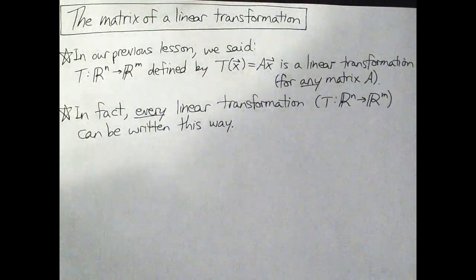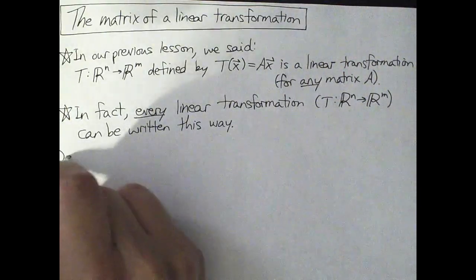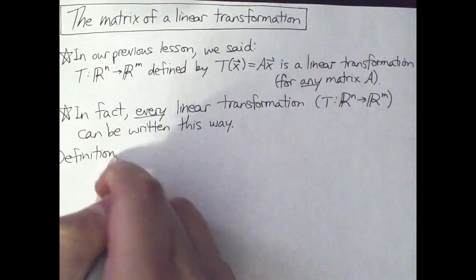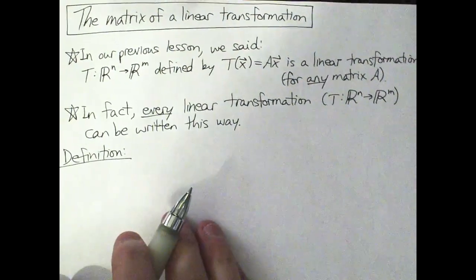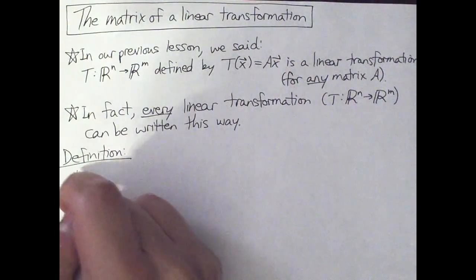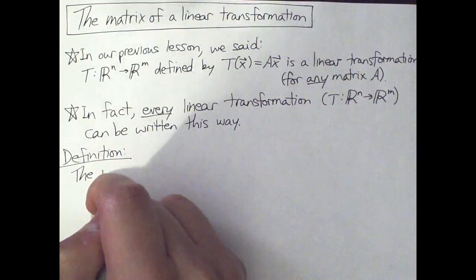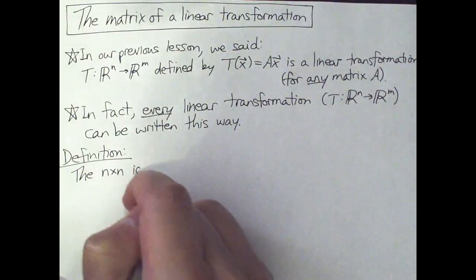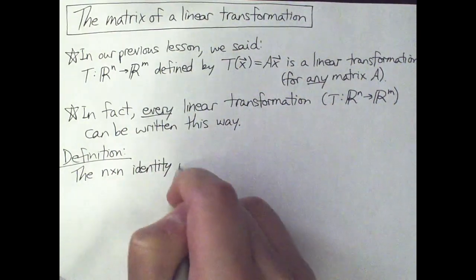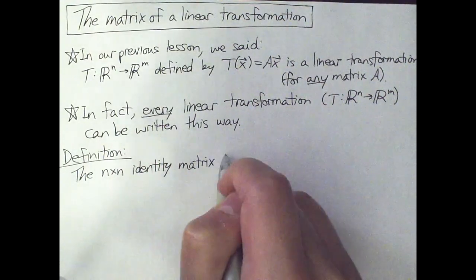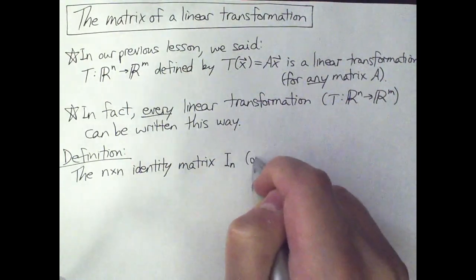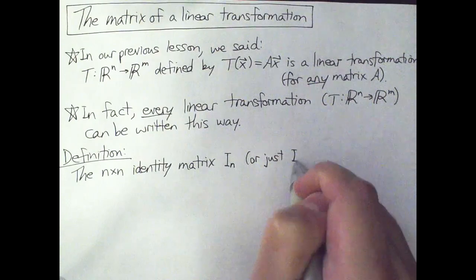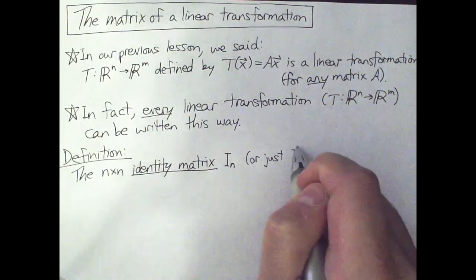We're going to state this as a theorem. It's going to be kind of an important theorem. But before we say it, I just have a quick definition that we need to get out of the way first, because I don't think we've said this definition yet. We've talked a little bit about matrices, but I don't know if we've said this definition. The n by n identity matrix, I subscript n, or just I. I'm going to underline identity matrix. That's what this is a definition of.